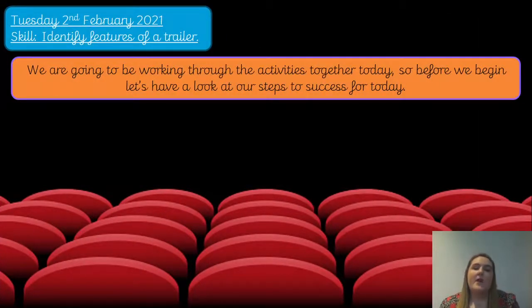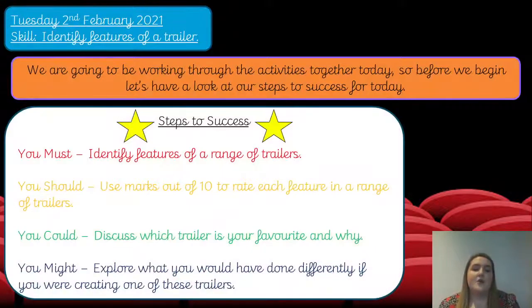So we're going to be working through the activities together today. Before we begin, we're going to have a look at our steps for success today. So you must identify features of a range of trailers. You're going to be watching the trailers and seeing if you can spot the characters and the setting and things like that. You should use marks out of 10 to rate each feature in a range of trailers. So we're going to be using that scale from 1 to 10 to give it a rating for each of those 5 features.